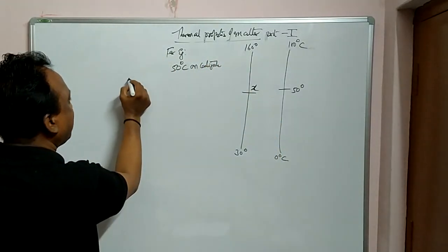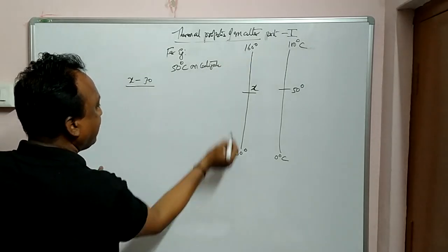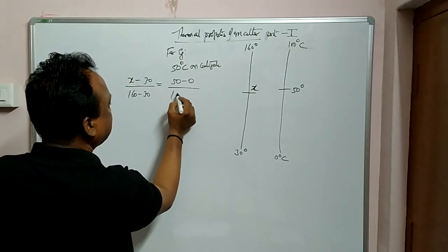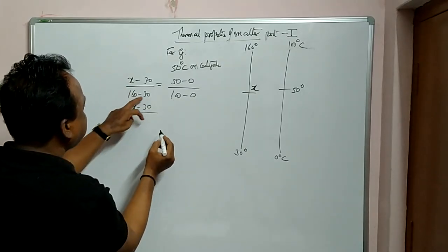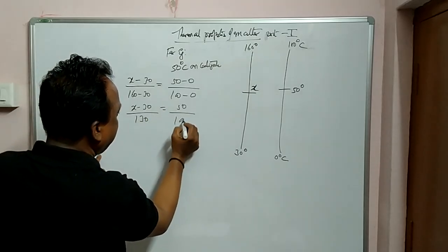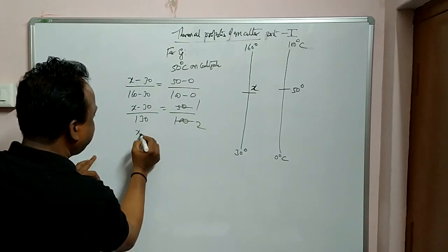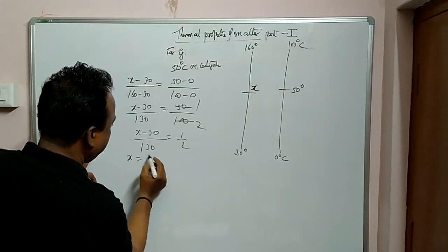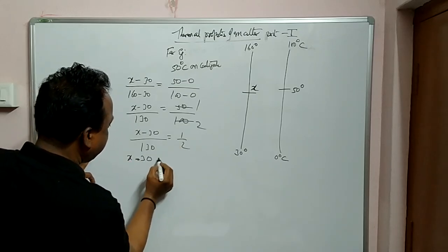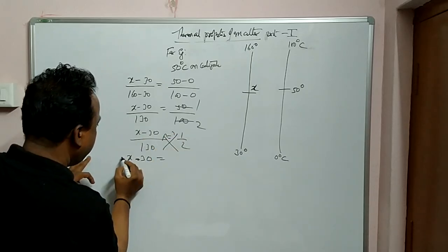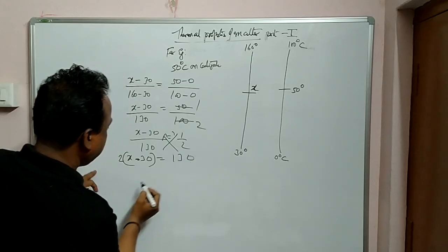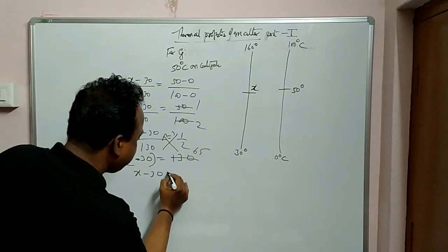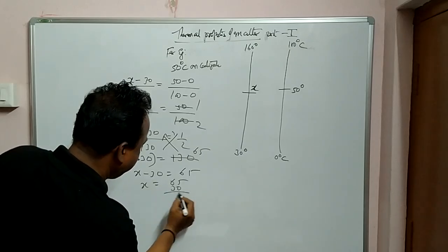Then how do we find this x value? See here, the formula goes: x minus 30 by 160 minus 30 is equal to 50 minus 0 by 100 minus 0. So x minus 30 by 130 is equal to 50 by 100, which is half. Cross multiplying, 2 into x minus 30 is equal to 130. Or x minus 30 is equal to 65. X is equal to 65 plus 30, which is 95.